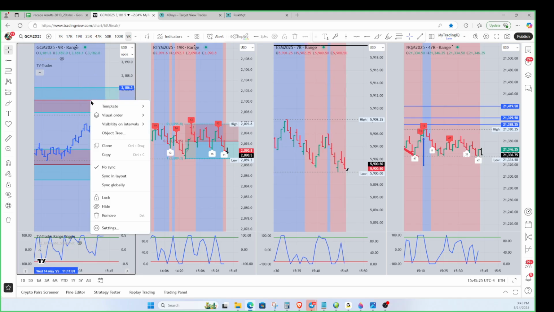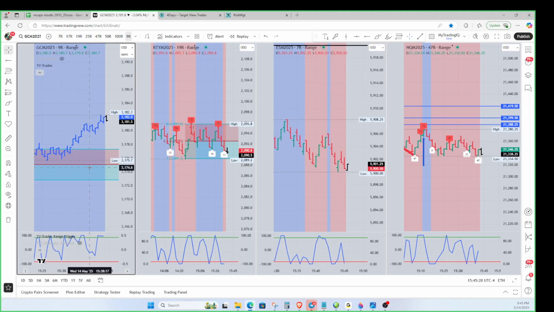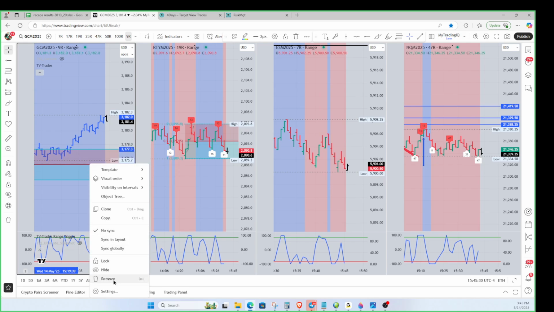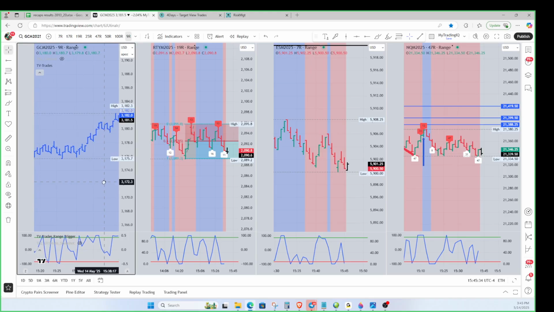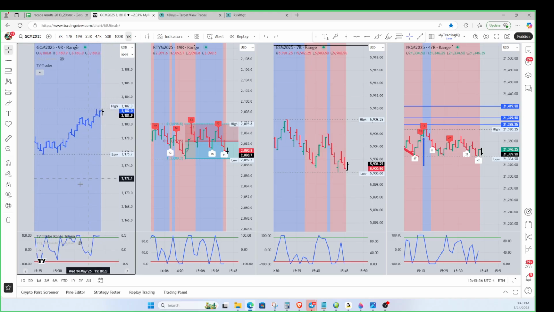The gold over here, let's remove that and remove this. And on the gold right now, we don't really have anything.